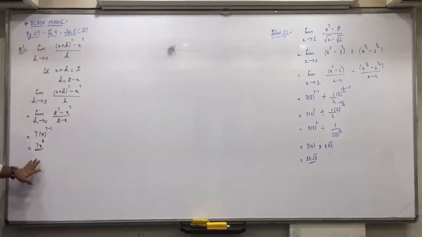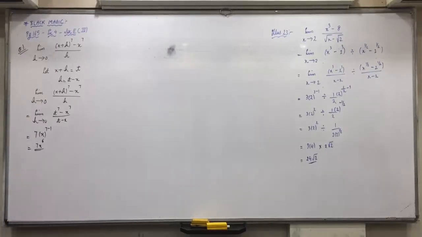Nothing to be substituted in x because h tends to 0 is given. x tends to what value is not given. So the answer is 7x raised to 6. So it is even easier than what we did yesterday. Simplification is less. Did you understand this?